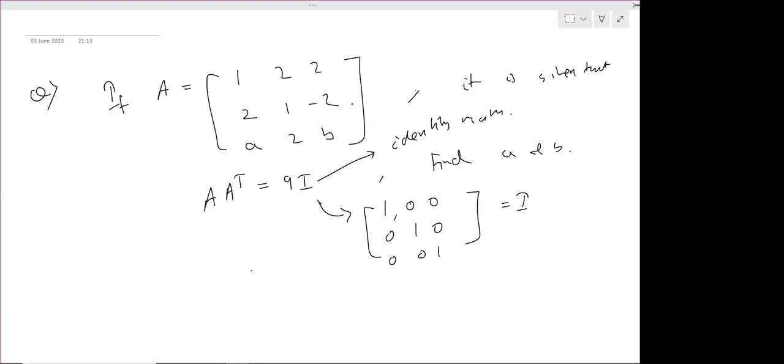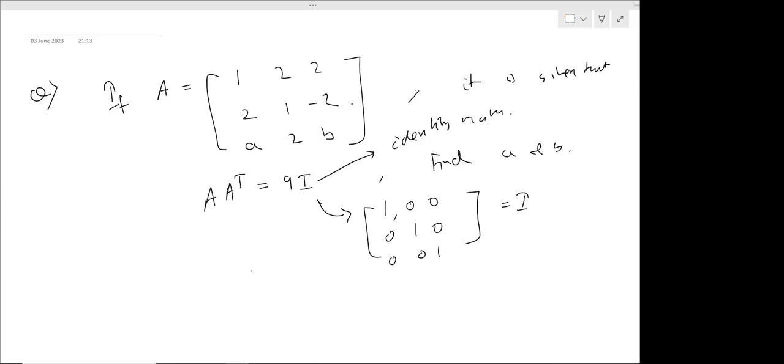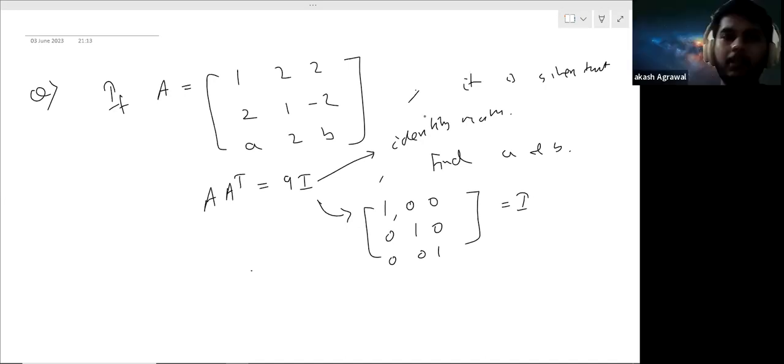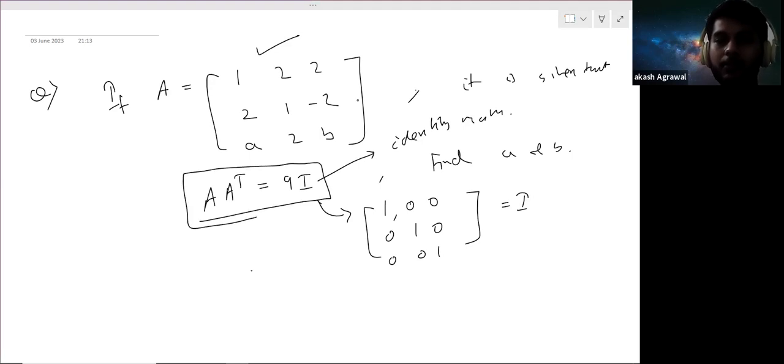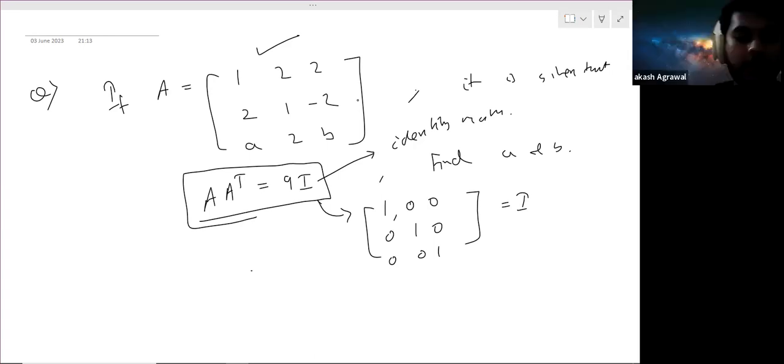So now can you solve? Read the question, what they are saying. Sir, can you read the question one more time? They are saying there is a matrix A, right? It is such that A into A transpose is equal to 9I. You have to find A and B. Okay. Do you think you can solve this?